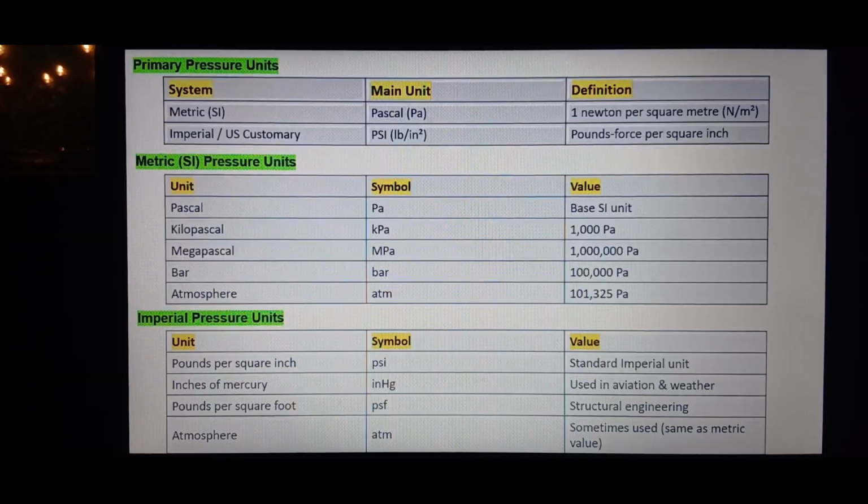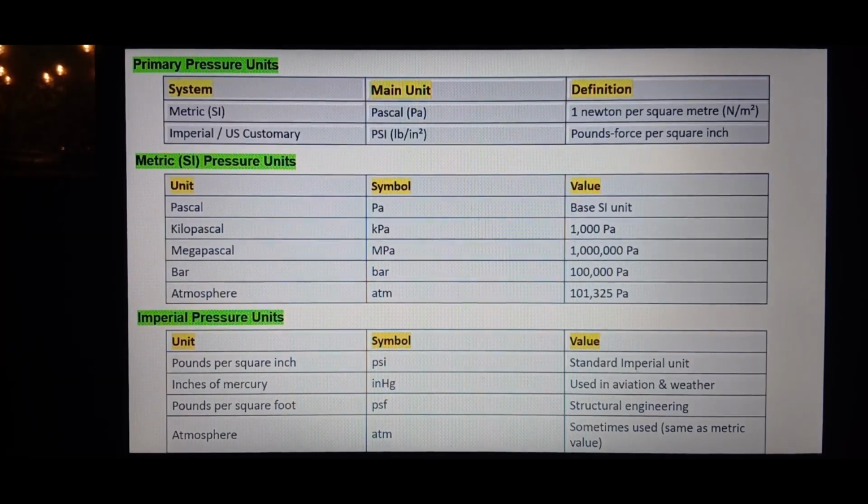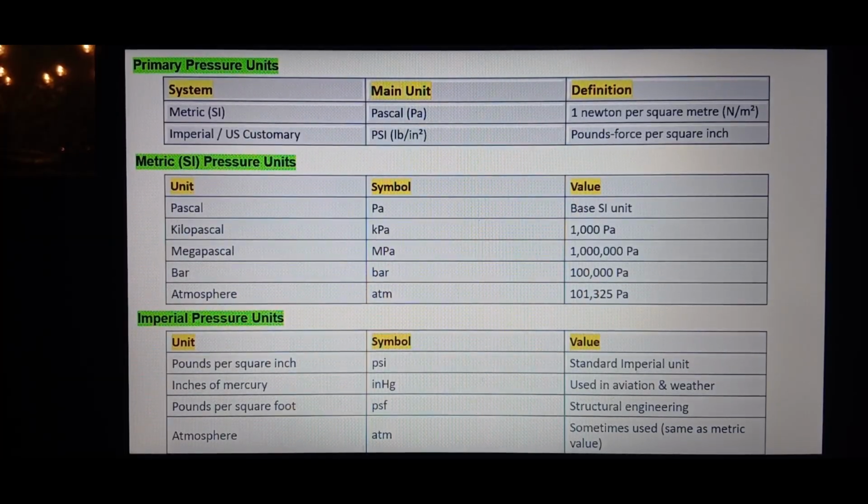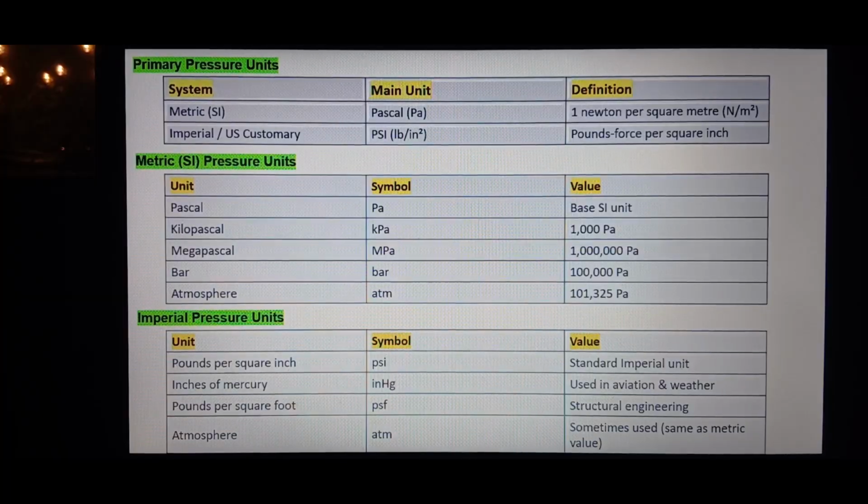In the metric SI pressure units, we have a whole lot of different units that we use called Pascal, kilopascal, megapascal, bar, and atmosphere. The symbols are Pa, kPa, MPa, bar, and atm. And you can see basically what the values would be looking like at those different values.